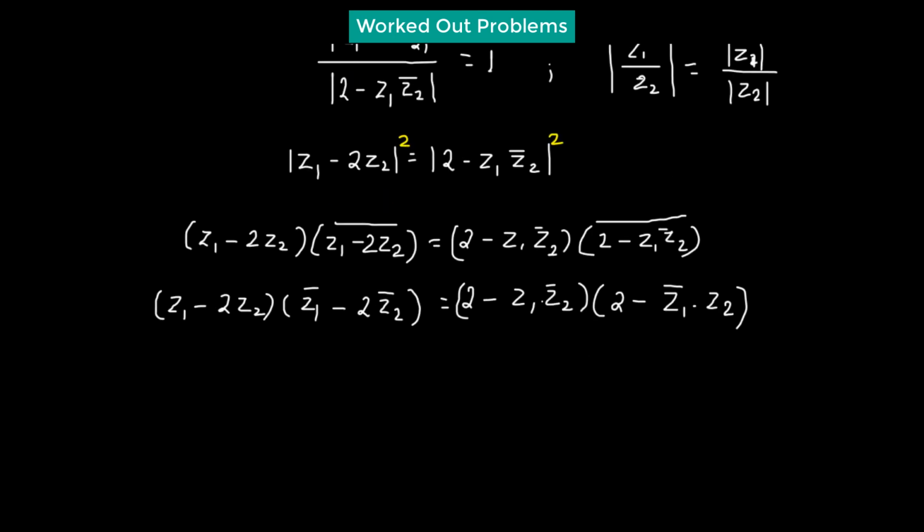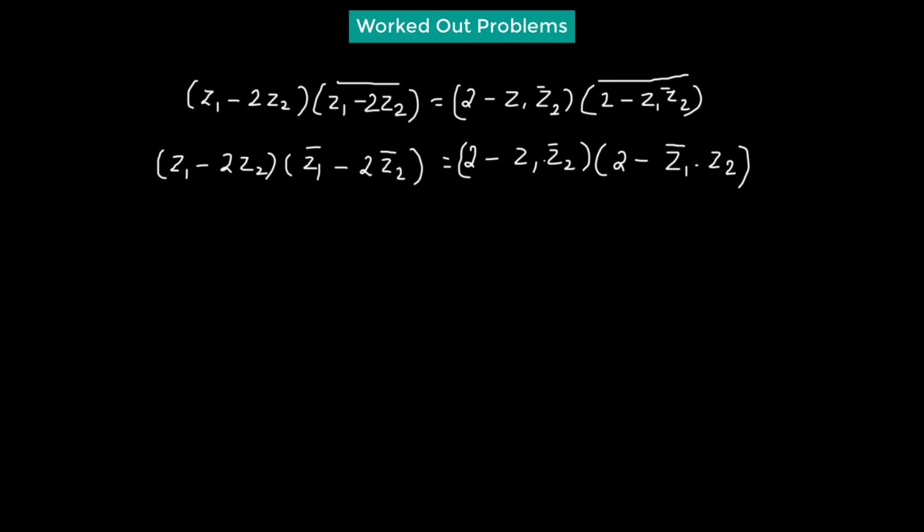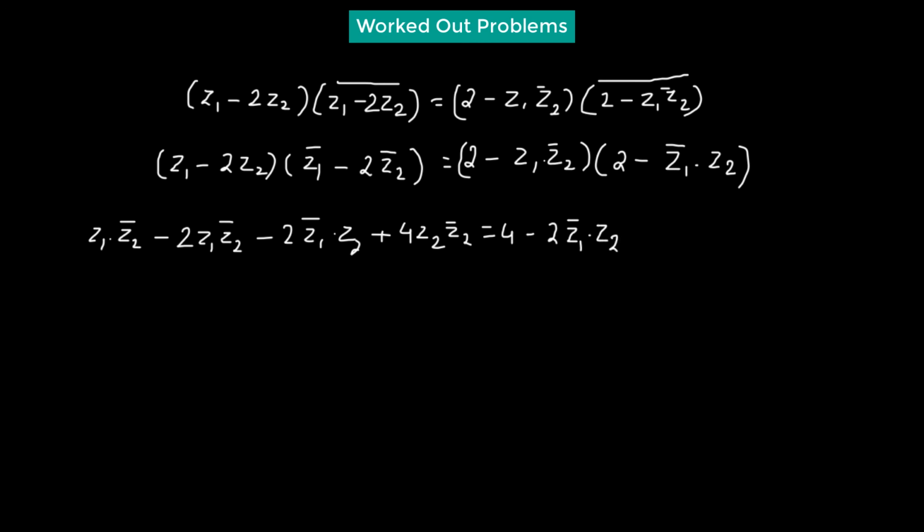So let us multiply them. On the left hand side we have z1 multiplied to z1 conjugate. Let's write it down; we'll reduce it in the next step. So z1 multiplied to its conjugate, minus 2 times z1 multiplied to z2 conjugate, minus 2 times z1 conjugate times z2, plus 4 times z2 times the conjugate of z2, which is equal to 2 times 2 is 4, minus 2 z1 conjugate times z2.